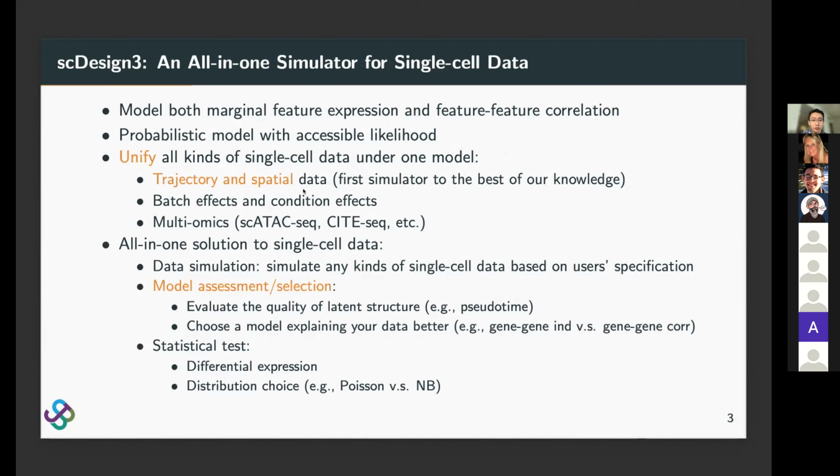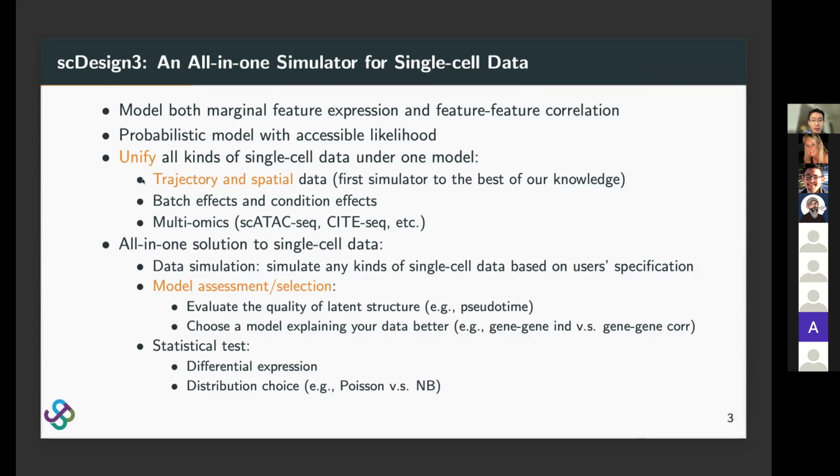So what can we do by using this model? We can have a trajectory and spatial data. As far as we know, this is the first simulator which can simulate such kind of data types based on our reference data. And we can also simulate the batch effects and the conditional effects. And we can also use multi-omics, for example, ATAC-seq and other things.